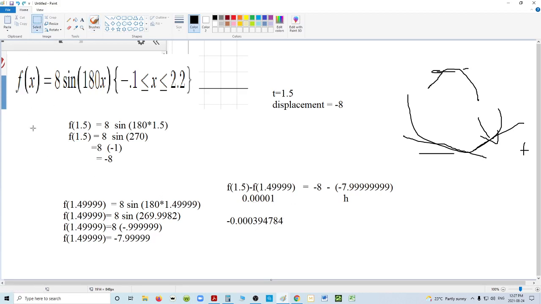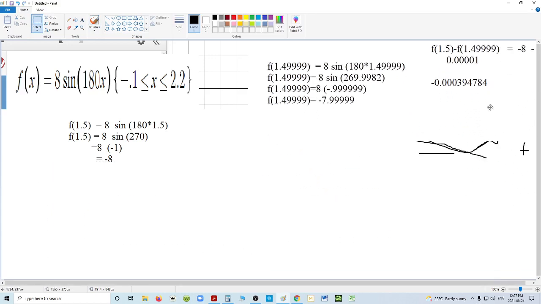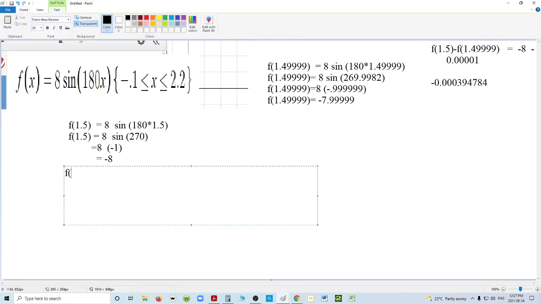So that means I've got to do it all over again, but this time, I'm just going to put this over here. This time, I've got to take a value just to the right of that. So I've got to take f of 1.5001. And I've got to figure that out. It's 8 times sine of 180 times 1.5001.